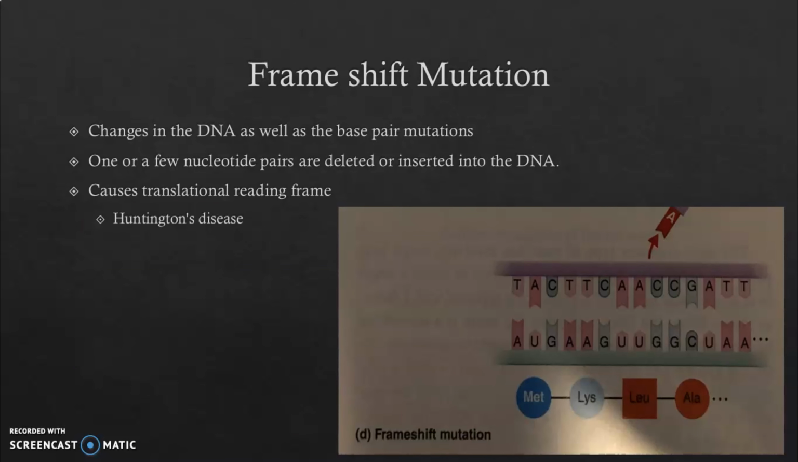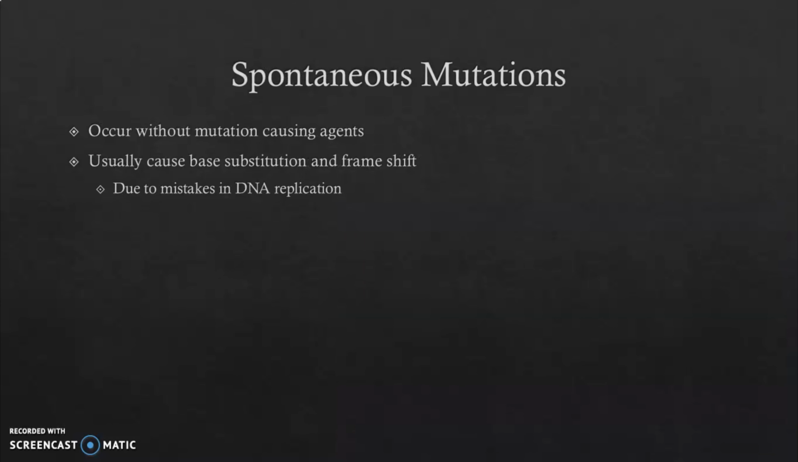The other type of dangerous one is called the frameshift mutation, and this occurs when changes in the DNA, as well as the base pair mutations. So it's kind of like a combination of the other two. One or a few nucleotides are inserted or deleted in the DNA. So it can either get more A's than it needs, or it can lose some A's, some C's, some T's. And this causes a shift in the translational reading frame. Illnesses such as Huntington's disease occur from this because too many A's get added and it ends up improperly coding a protein. Sometimes these actually code, and eventually you'll hit a stop codon, or you could hit one too early.